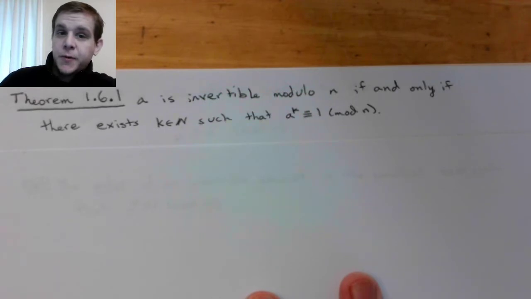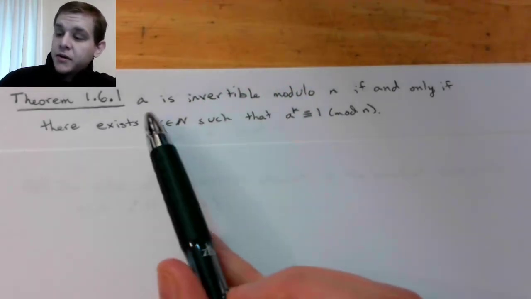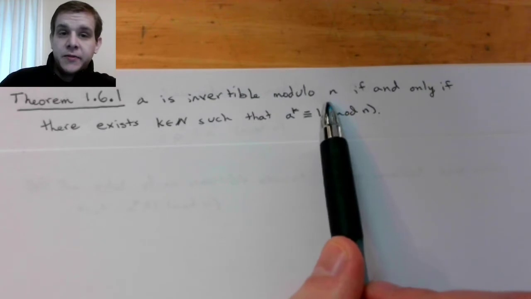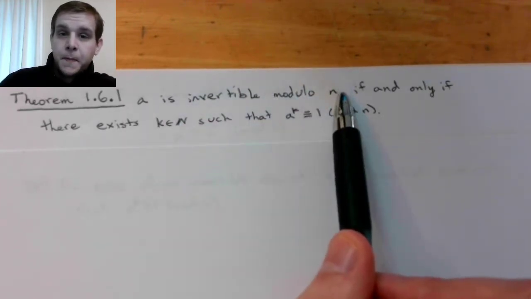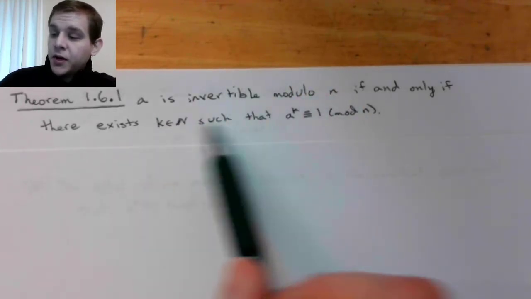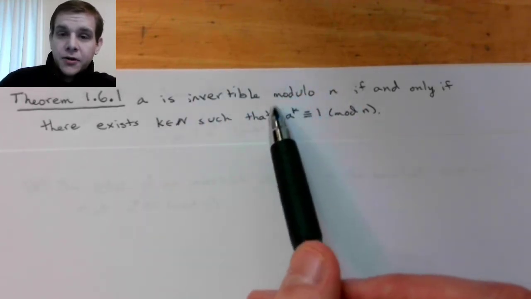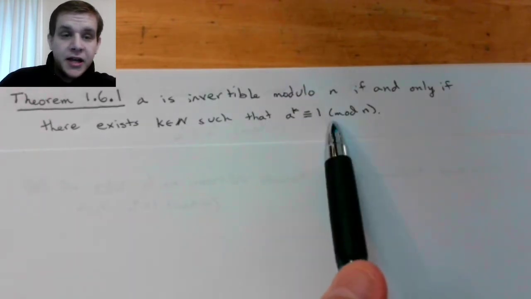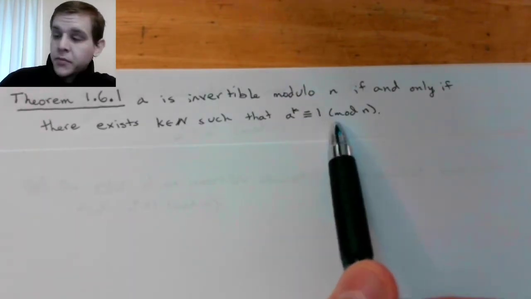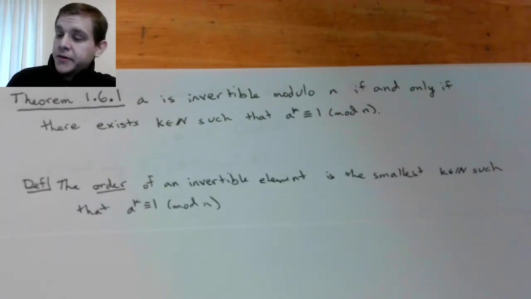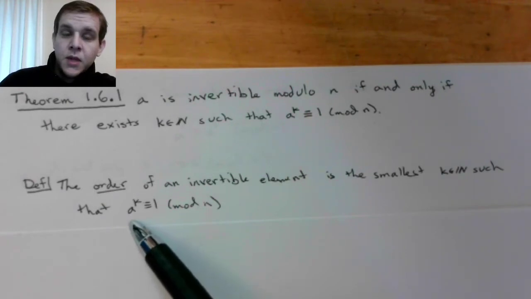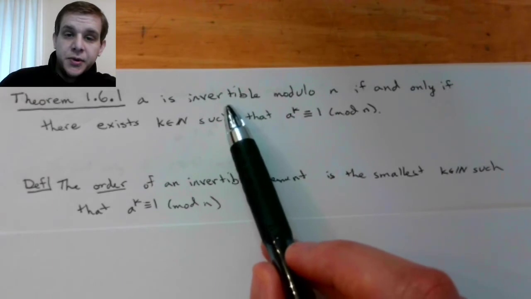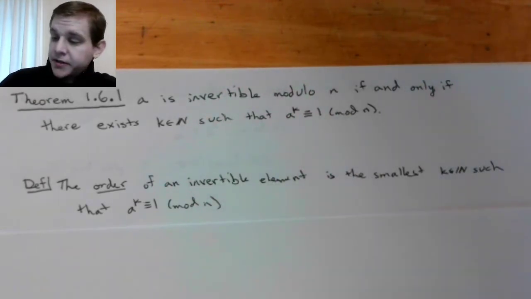So this is the first theorem we're going to prove. Theorem 1.6.1. A number a is invertible modulo n. So if I consider the equivalence class modulo n, this thing is invertible if and only if for some power of a, I get to 1. And the smallest such number is called the order of a. So an element has an order if and only if it is invertible. Otherwise, the order isn't defined.